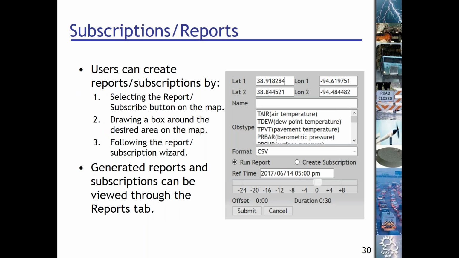And again, the user is always free to create reports via subscription so that they only get data or information according to their needs or their desires. If they only want information in a particular subset or sub-area of the big region that has been modeled, they can do that. They can do this by selecting the report subscribe button on the map. Then they can draw a box or a polygon around the desired area on the map, and afterwards they can follow the report or subscription wizard to continue and finish creating the subscription. So the system generates reports and subscriptions, and they can be viewed through the reports tab. Next.